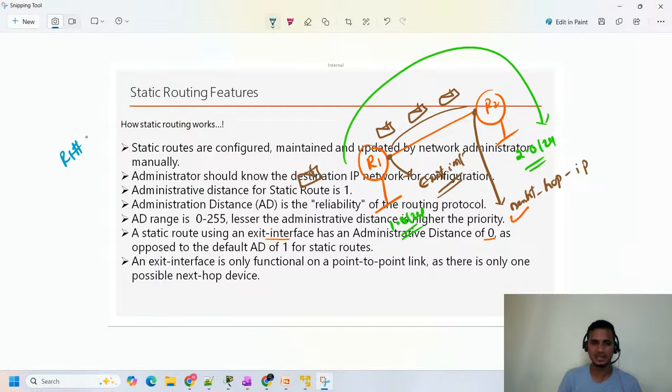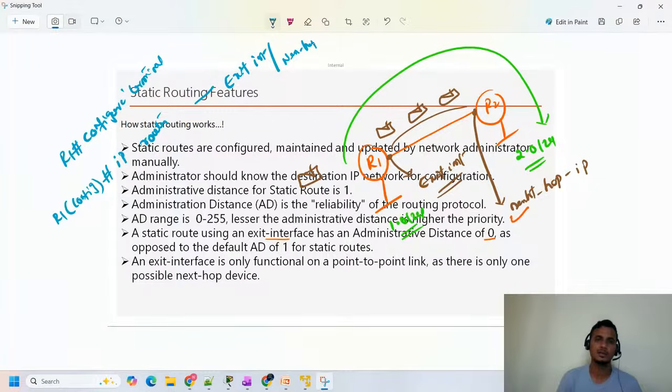If you want to configure anything, you need to go into configure terminal. Once you are in global configuration mode, you will see R1 in brackets as config. Here you are going to configure an IP route. To configure the static route we have the syntax ip route, which we will discuss. At the end you can use either the exit interface or the next hop IP address.